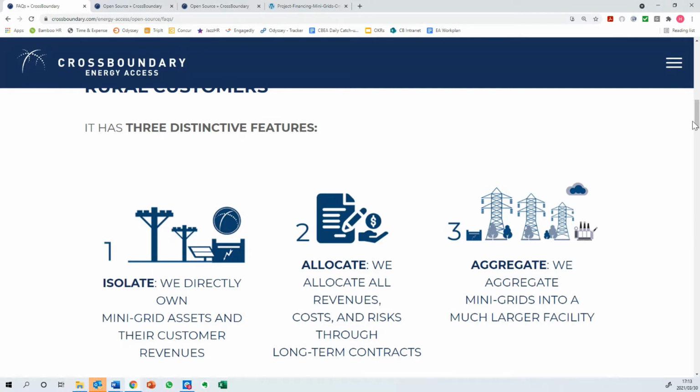We know that the cost of a typical rural mini grid is usually just a couple hundred thousand dollars, but project finance usually wants to come in with much larger ticket sizes of $5 million or $10 million. And so this speaks to how we aggregate those much smaller individual mini grids into a much larger portfolio of mini grids in a given country, and then how we can aggregate those individual portfolios into a much larger facility that's able to attract finance at scale.